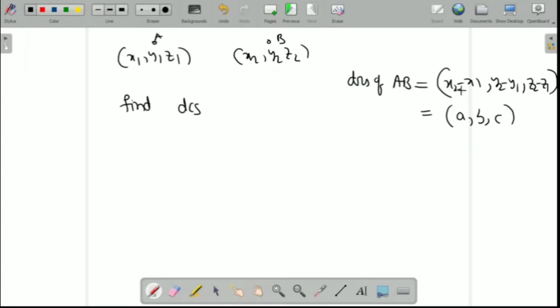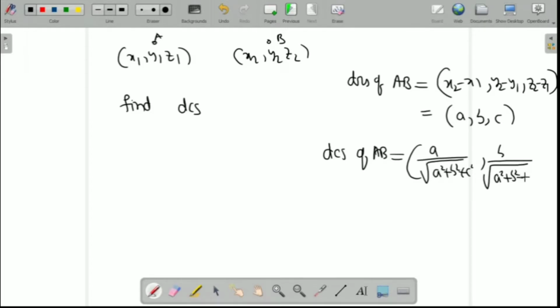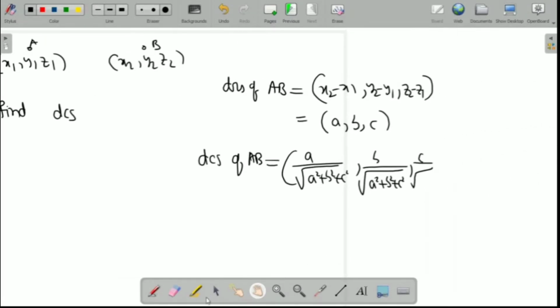Now A, B, C, the results we got: A, B, C. So the DCs of AB can be written as A by root over A square plus B square plus C square, comma, B by root over A square plus B square plus C square, comma, C by root over A square plus B square plus C square. So this is the DCs of AB.